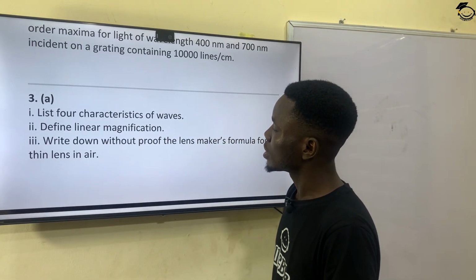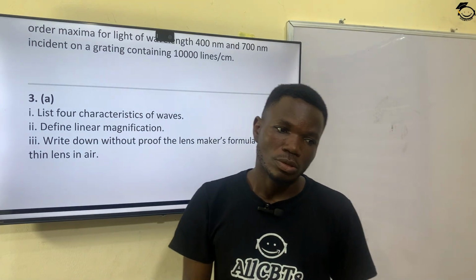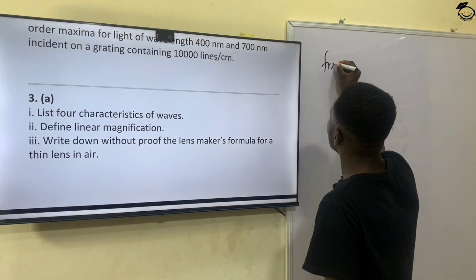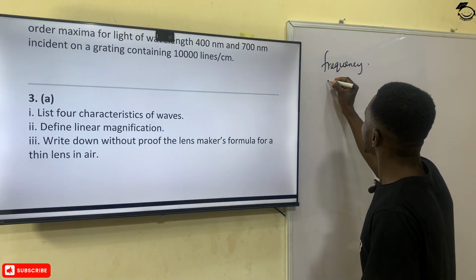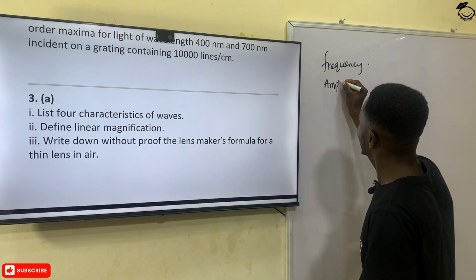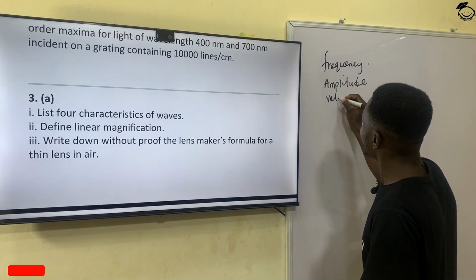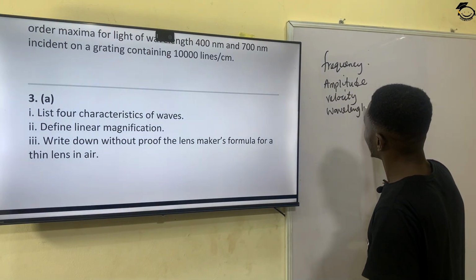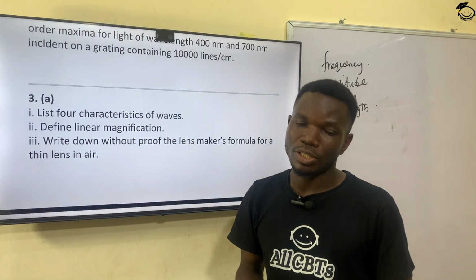Remember figure 1 says, list 4 characteristics of wave. Now, some of the characteristics of wave include the frequency of the wave. We have the frequency of the wave. We have the amplitude of the wave. We have the velocity of the wave. We have the wavelength of the wave. We also have other characteristics of the wave.